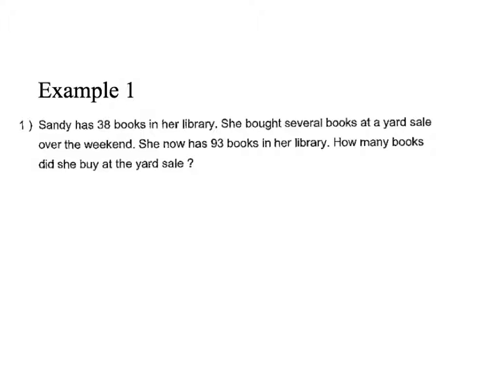Your variable is usually, like in the last sentence, the question. How many books did she buy at the yard sale? So you need to pick a letter. It doesn't matter what letter. You can pick X every time. You can pick B for books, whatever you want. So pick your letter and then define it. So B or X or Y or whatever is how many books she bought at the yard sale.